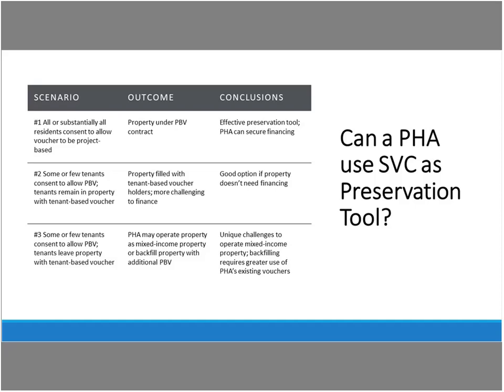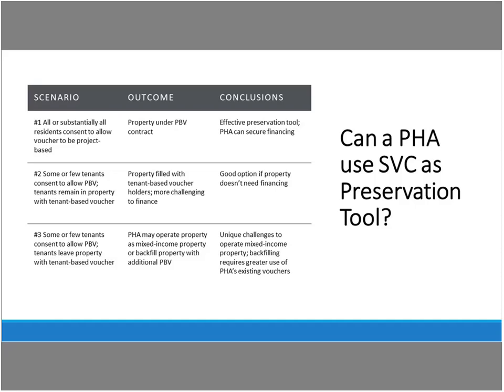Or, as they move out, I grow my project-based voucher contract with my available program cap in my housing choice voucher program to the point that the revenue for that building is not impacted. So there are two fundamental ways you can deal with these partial consent scenarios under SVC.